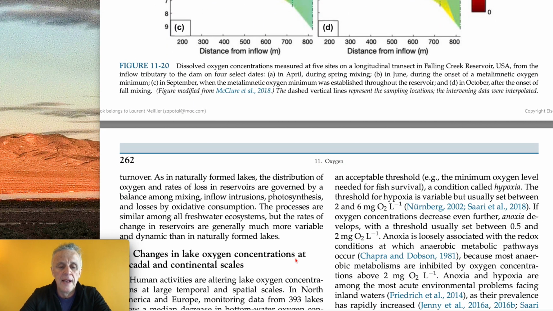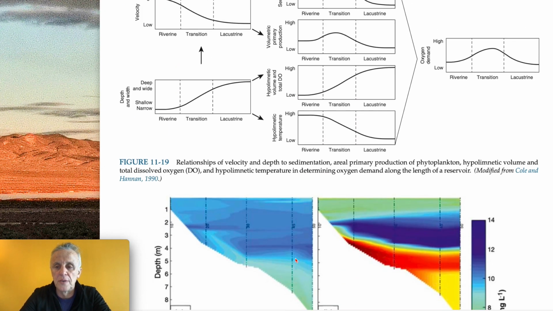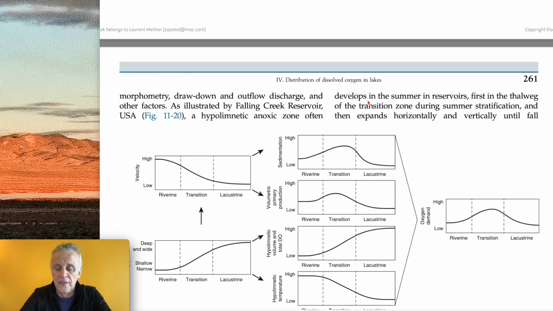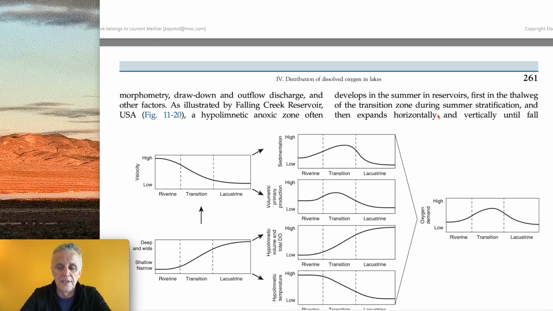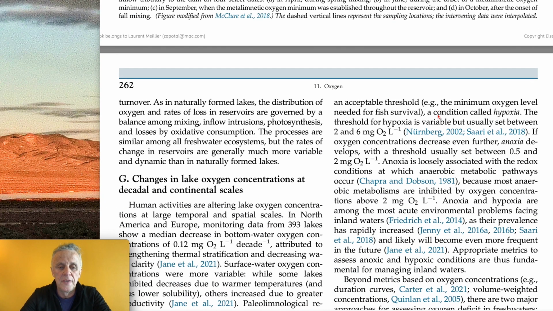develops in the summer in reservoirs, first in the thalweg of the transition zone during summer stratification, and then expands horizontally and vertically until fall turnover.